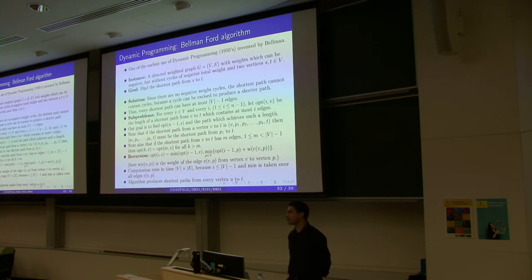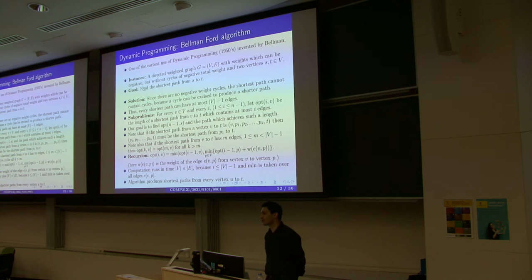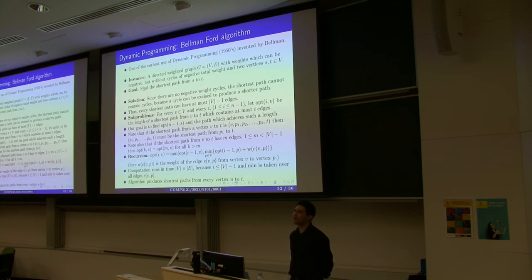By a very similar approach, you could also change it around and focus on not the target, but the source. So you could also find all the shortest paths from s to every other vertex, and this would be very similar in nature as well.